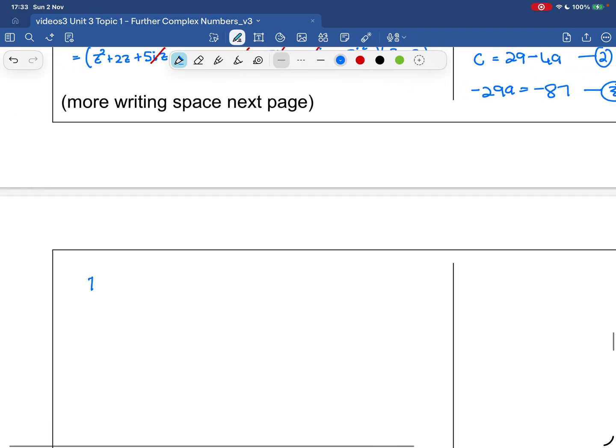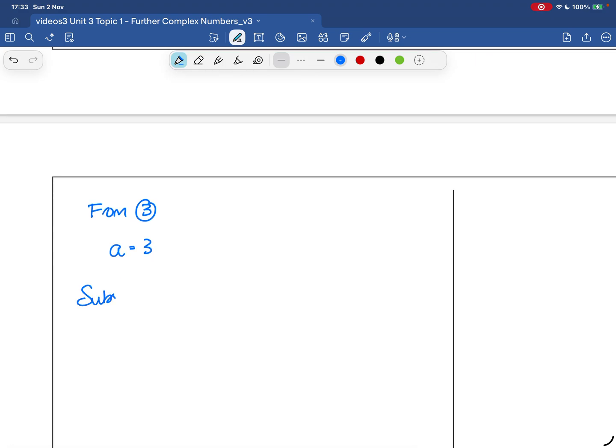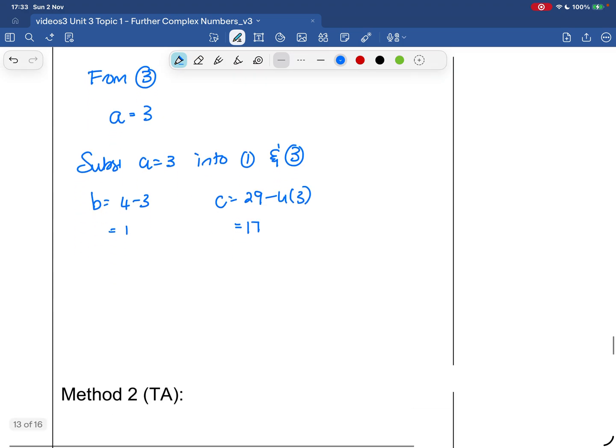And from 3, I get that a is going to be 3, and then I'm going to substitute a equals 3 into both 1 and 2. So b will be 4 minus 3, which is 1, and c will be 29 minus 4 times 3 equals 17.